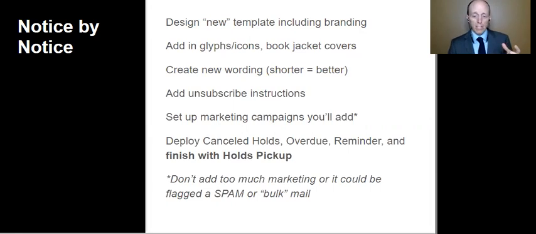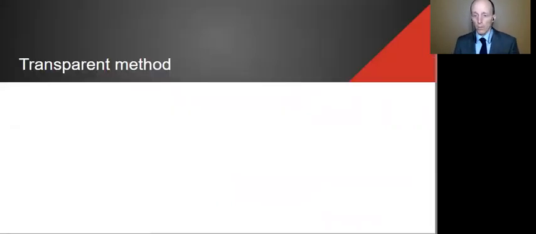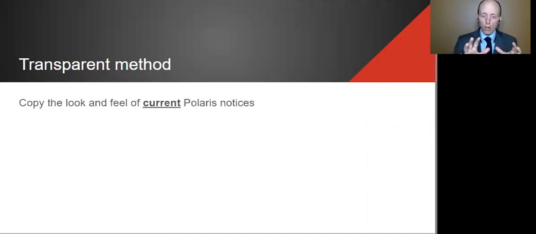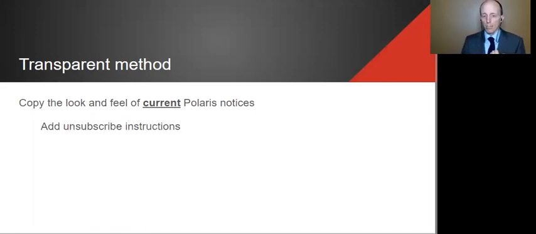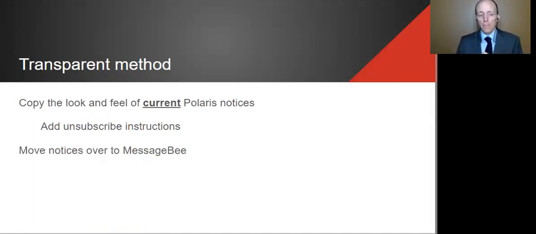Another approach that you might consider, depending on what resources you have available, is this transparent method. And this would be taking the current look and feel of the Polaris notices and just copying that. So in the end product that the patron would receive, it would look exactly the same, but it would be utilizing this brand new system and have the capability to do a lot more behind the scenes. Even if you copy the current look and feel, make certain to add unsubscribe instructions if you didn't have them. So get the template set up that way and then move the messages over to MessageBee.